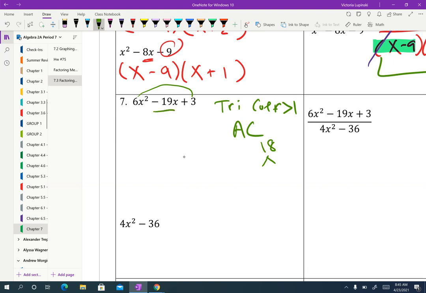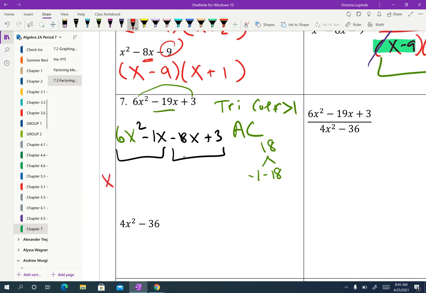So factors of 18 that make a 19 are going to be 1 and 18. Because they have to add up to be a negative, you're going to make them both negative. And then remember, the whole point of doing this is you're now going to split up the middle term. So 6x squared minus 1x minus 18x plus 3. You're then going to use grouping, which means group the first two, group the second two, and pull the GCF out of both. So the GCF of 6x squared minus 1x is just an x, which means you're left with a 6x minus 1.